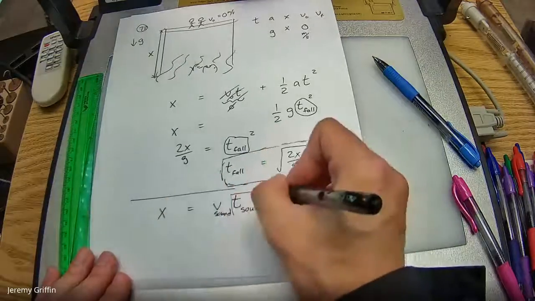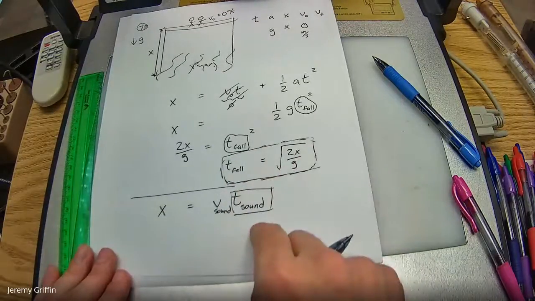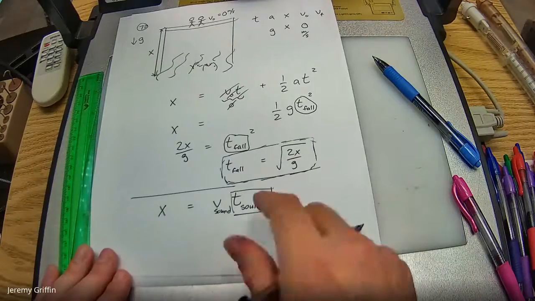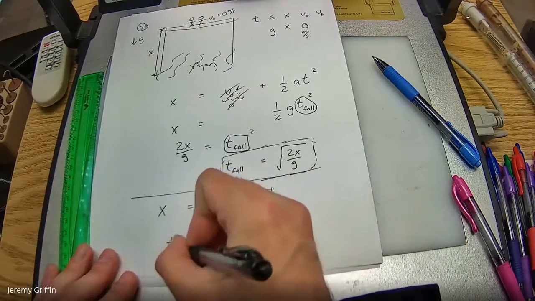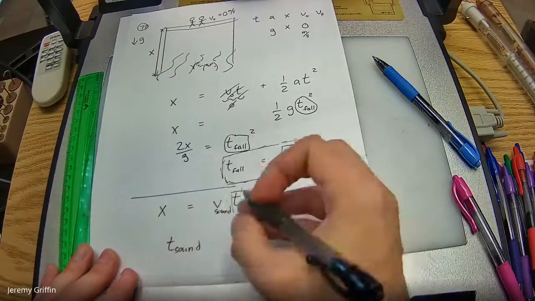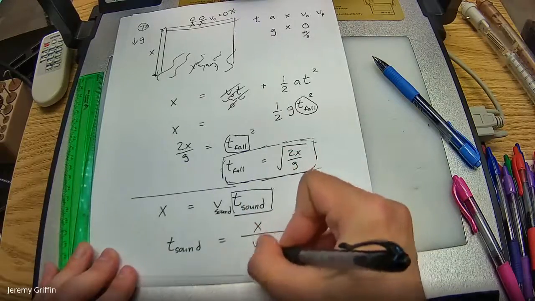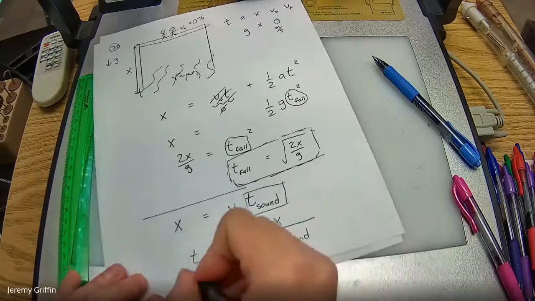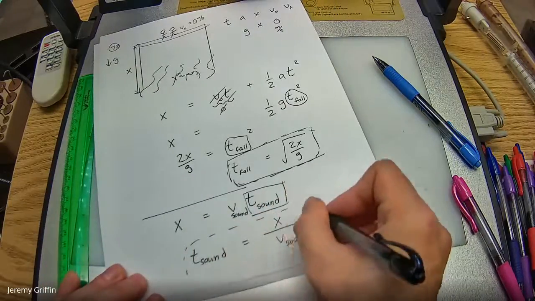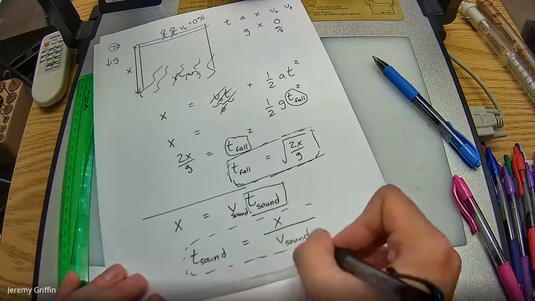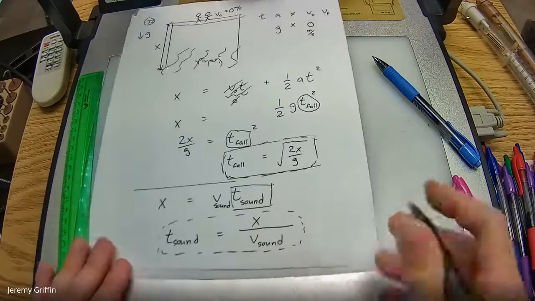Now, can you guys solve for the return trip of t? So t sound. Well, it looks like you just divide by the speed of sound, right? Isn't it just the height of the bridge divided by the speed of sound? Right? So hold on to that. Is that true?